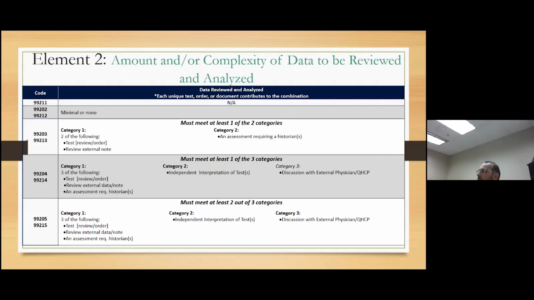these 3 elements. So either you're reviewing a test or ordering a test like A1C, you are reviewing the endocrinologist note, and then obviously you are reviewing the data from the patient's or his independent historian. So if you do all 3, that will give you a level 4 all of a sudden.